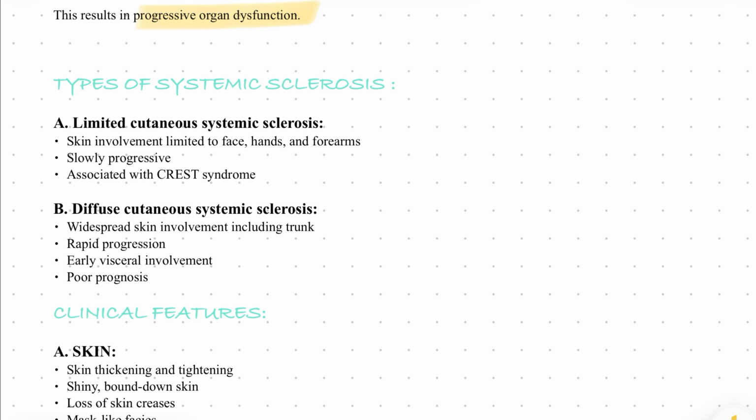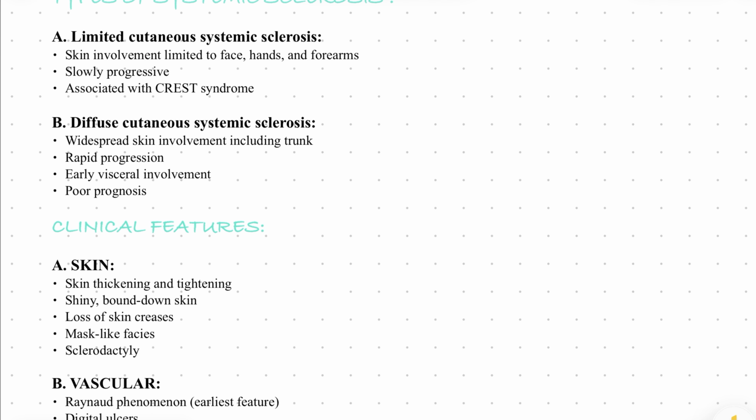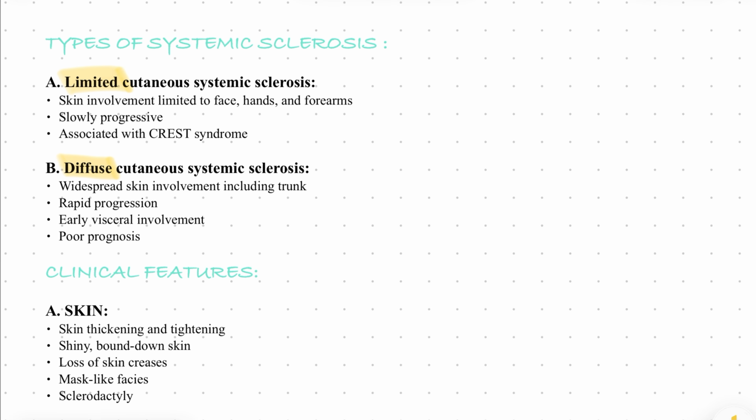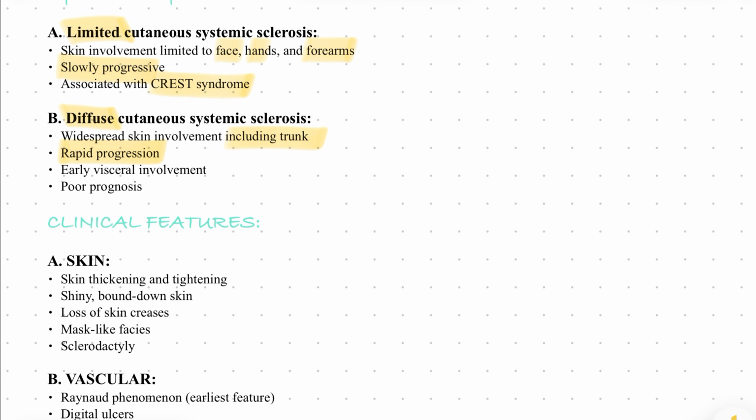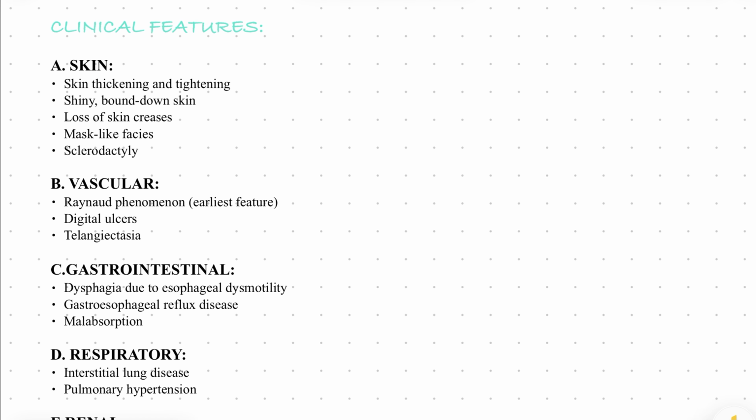Then coming to types of systemic sclerosis, we have two forms. One is limited, one more is diffuse. The basic difference among these two is that in limited there will be skin involvement limited to face, hands and forearms, whereas in diffuse there will be widespread skin involvement including the trunk. Limited is slowly progressive, whereas diffuse is rapidly progressive. Limited is associated with CREST syndrome. In clinical features we will learn what CREST syndrome is. Diffuse involves early visceral involvement, and you need to remember diffuse is dreaded and poor prognosis will be seen in the patients. Then coming to clinical features, we'll go with the subtopics.